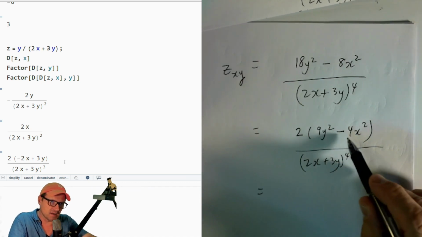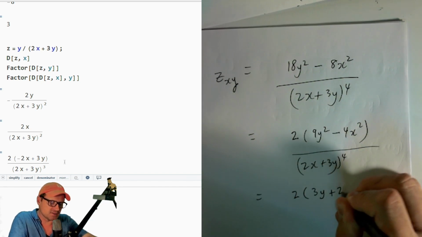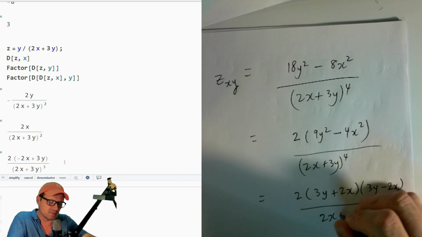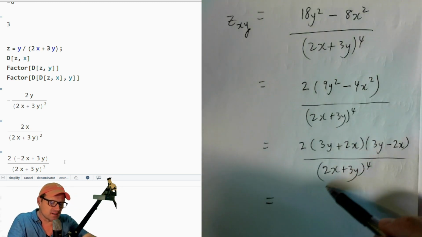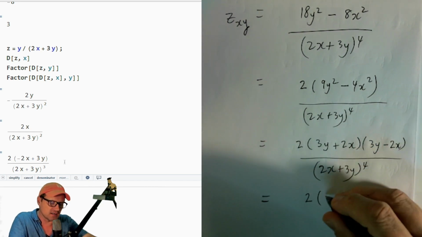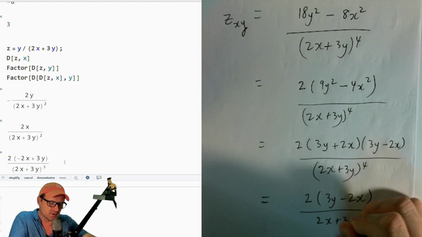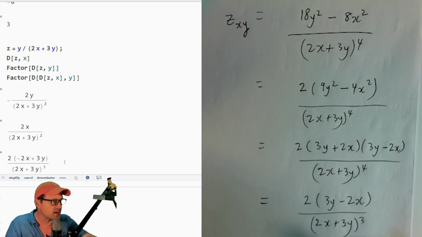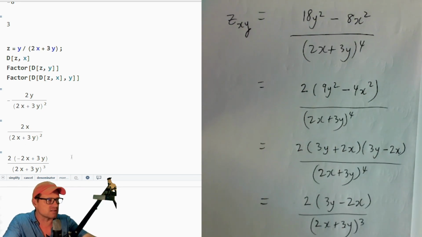And so this up here is a difference of 2 squares. So we have 2 times 3y plus 2x, 3y minus 2x, all over 2x plus 3y to the power of 4. And so we can cancel one of these because these match. And so we've got 2 outside of 3y minus 2x over 2x plus 3y to the power of 3, having canceled one of them. Okay, and so now this matches what Mathematica gave us when we factorized that derivative.